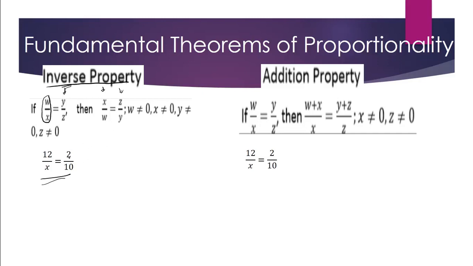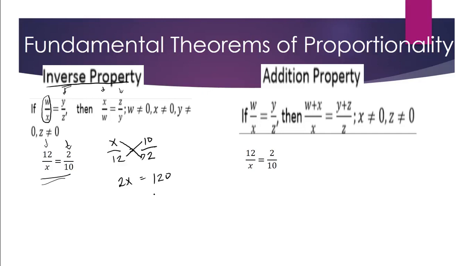If we are going to use inverse property, babaliktarin lang natin yan. So, we have X over 12 equals, babaliktarin din natin to. So, we have 10 over 2. And then using cross multiplication, let us start with the unknown, X times 2, that is 2X, and then 12 times 10, that is 120.